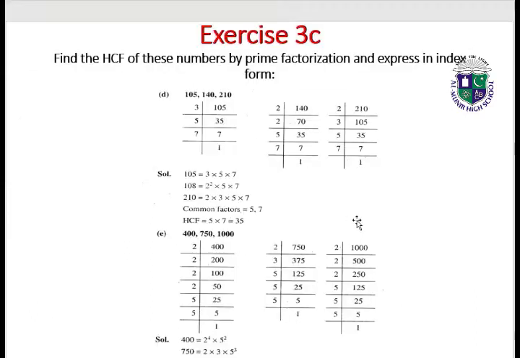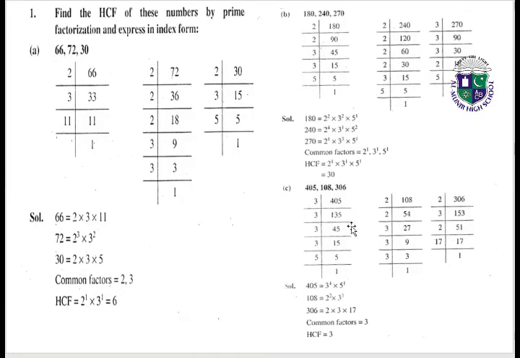Part C. 405, 108 and 306. 3 1s are 3, 1 carry, 3 3s are 9, 1 carry, 3 5s are 15, 3 4s are 12, 1 carry, 3 5s are 15, 3 1s are 3, 1 carry, 3 5s are 15, 3 5s are 15, 5 1s are 5.